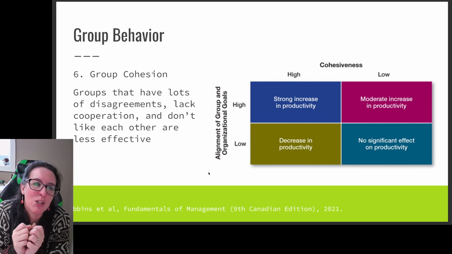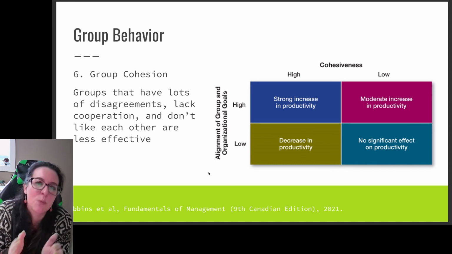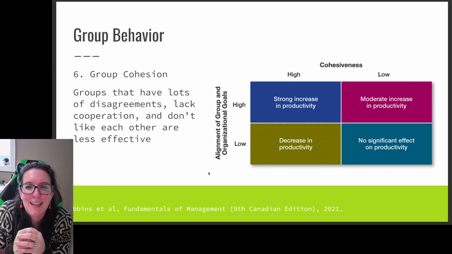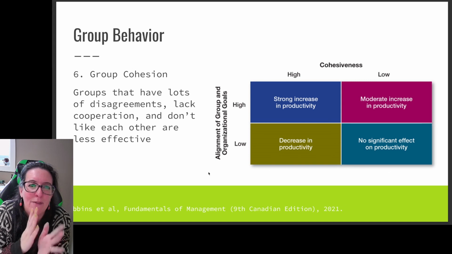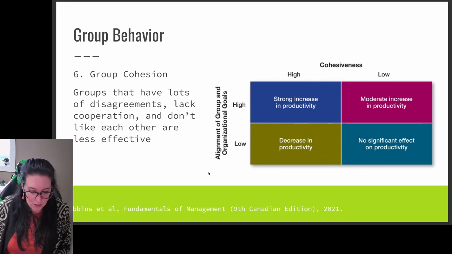If we can at least achieve low cohesion, so at least a low level of cooperation and respect, and we have agreement in terms of the goals, what we're trying to achieve, then at least we'll see a moderate increase in productivity. So some level of cohesion is necessary. If you have cohesion, but you don't have that vision and goals, then the concern, of course, is that the group works well, but it's moving in the wrong direction.